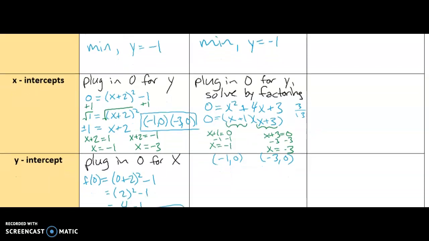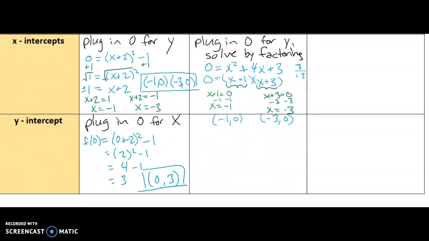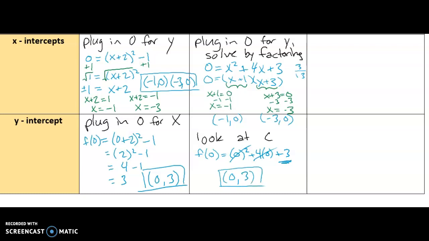Okay? And then our y-intercept, when you're in standard form, it's actually very, very easy. You just look at C. And the reason is because if I look at my equation here, if I plug in 0 for my x, just like we did in the previous problem, all right, I would see that this goes away and this goes away because they're just 0, and all that's left is your c value. Make sure you write it as a point, and there's your y-intercept.